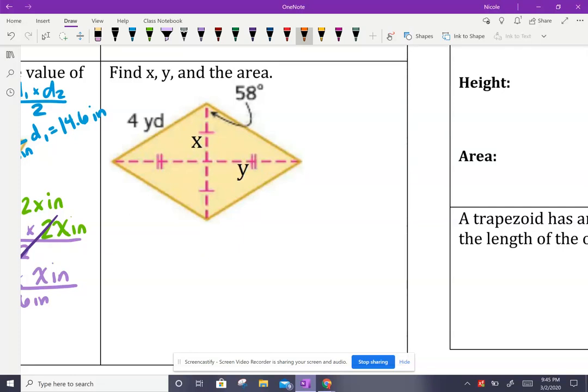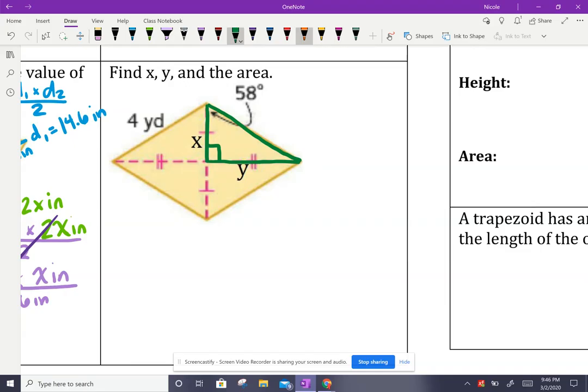All right, this is our last little kite type of problem. It could be construed really as a kite or a rhombus. But the way we're going to look at this is we have an angle of 58 degrees. Whether it is a kite or a rhombus, you know that your diagonals are perpendicular. So I have a right angle here, and I'm going to look at this as a right triangle.